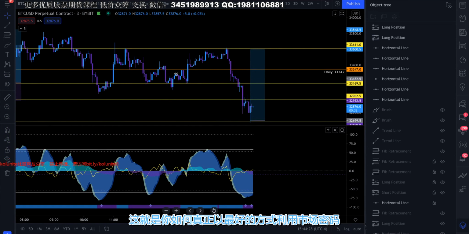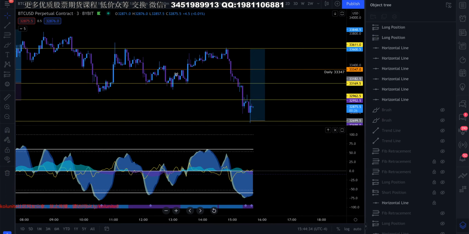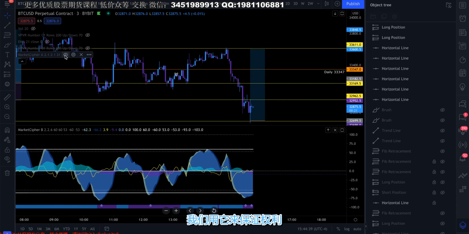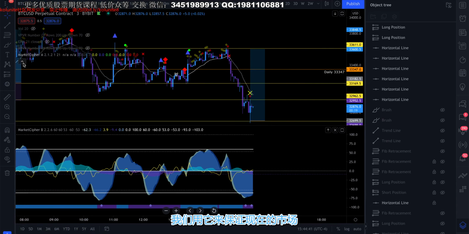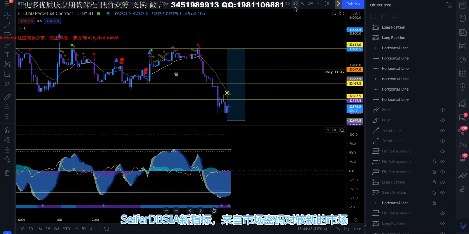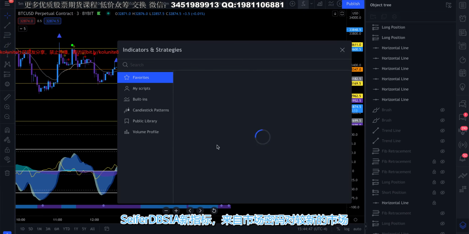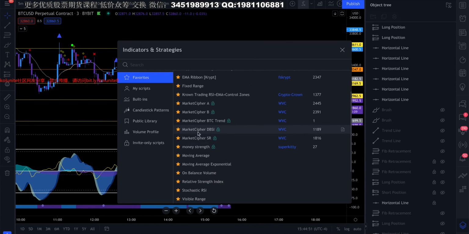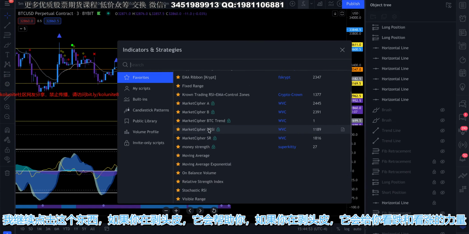This is how you're really going to utilize Market Cipher in the best way possible. And as far as Market Cipher A goes, again, we're using it as reassurance, right? Now, Market Cipher DBSI, a newer indicator from Market Cipher. Let's see if we can find it here. Right here, Market Cipher DBSI. Go ahead and click that thing on.